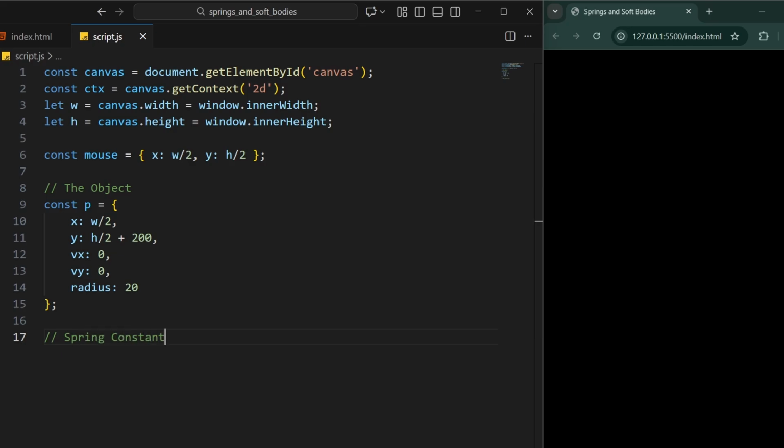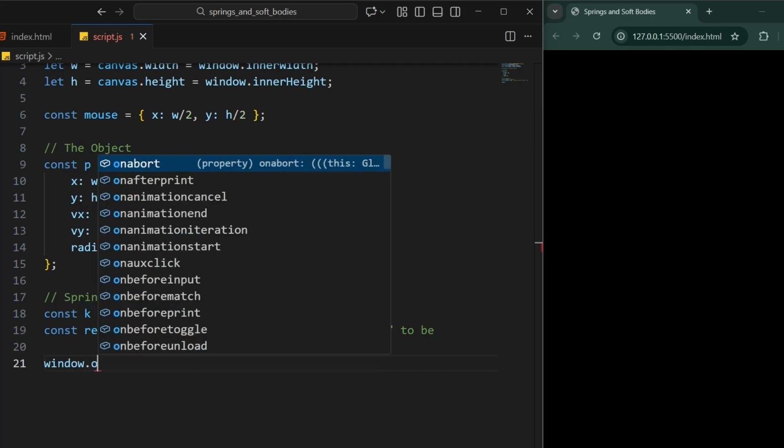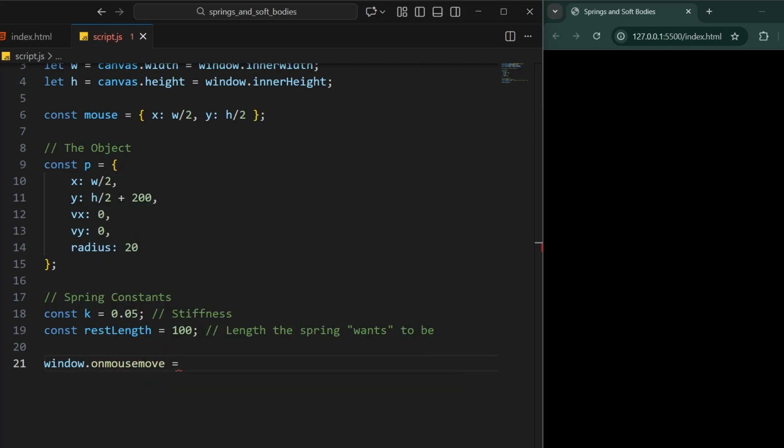We are defining our physics constants. K is our stiffness. At 0.05, we'll get a nice stretchy feel. And our rest length is 100 pixels. That is the sweet spot where our spring will stop pulling. These two constants are basically the personality of the spring. Stiffness decides how aggressive the spring is. Rest length decides what distance feels normal. We'll be adding a third constant later.